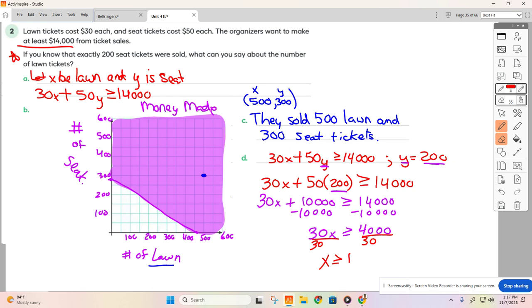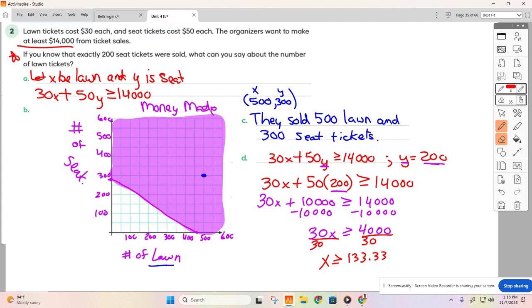I get this decimal, 133.33, and it's repeating the 3. That's a third. Yes, it is a third. Very good. But we're talking about the number of tickets sold. Can I sell a third of a ticket? Okay, no, you can't.